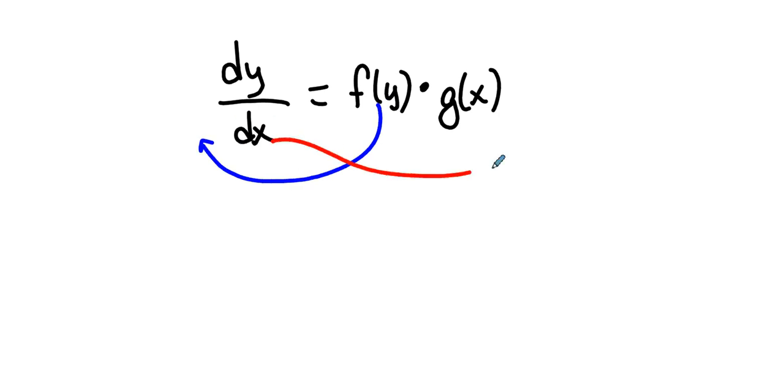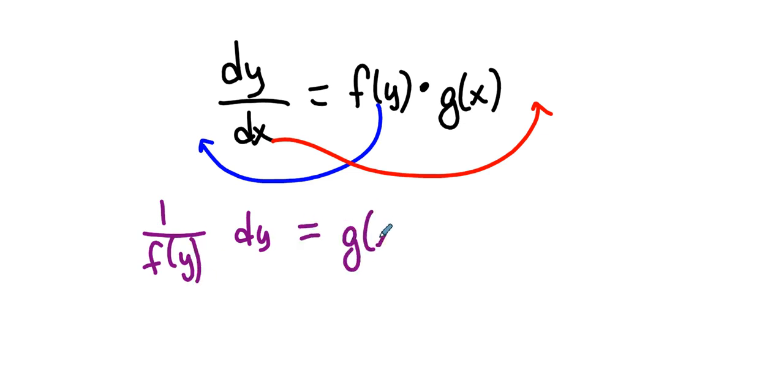These are called separable because we can bring the f of y to this side, and we can bring the dx to this side and rewrite as 1 over f of y dy is g of x dx. Now, it's not as simple as the algebra would indicate, but that is roughly how the process works. This differential equation is the same as this differential equation, and then we just take antiderivatives on both sides.